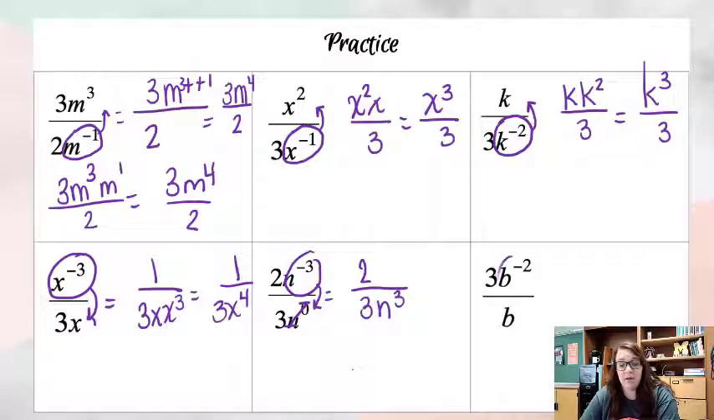My last one here, my b squared is negative, so it gets moved to the bottom. On the top, I'm left with 3, and on the bottom, I've got b squared times b, or b cubed.